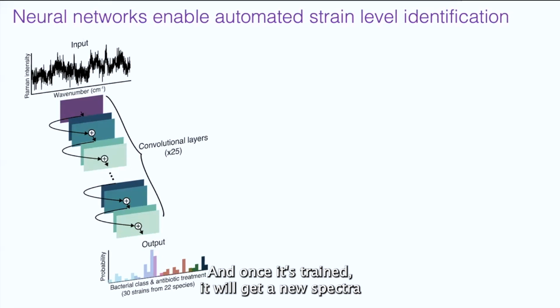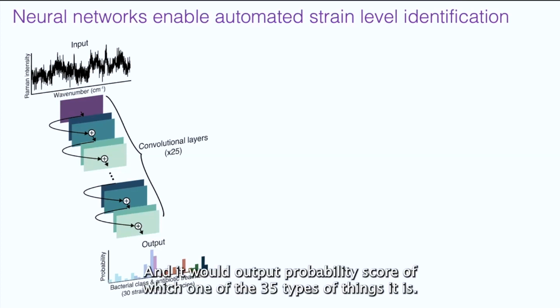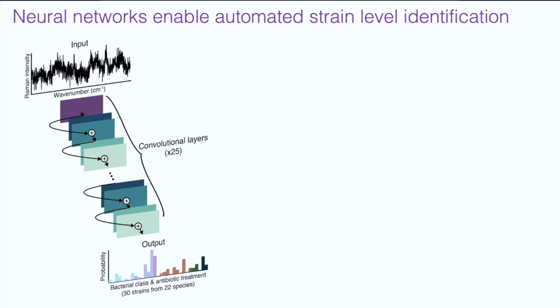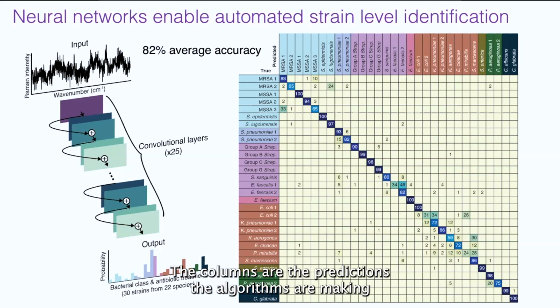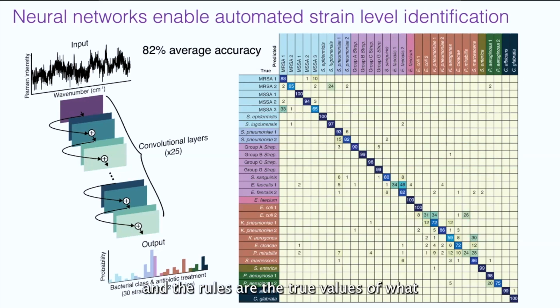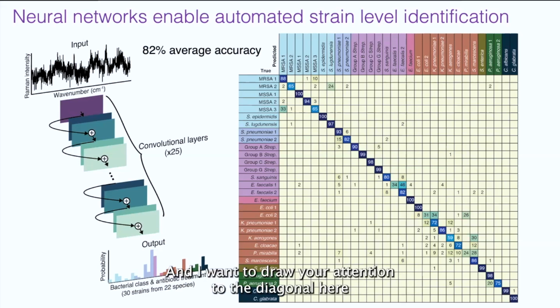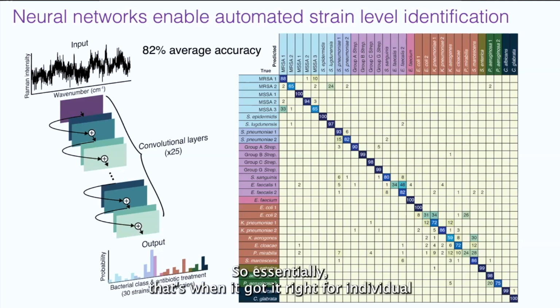And once it's trained, it will get a new spectra that it has not seen before as a testing set, and it would output a probability score of which one of the 30 bacterial types it thinks it is. When we do this, we get this result, which is summarized in this matrix. The columns are the predictions the algorithm is making, and the rows are the true values of what we know from the clinical data. And I want to draw your attention to the diagonal here, where the prediction and the truth are matching. So essentially, that's when it got it right.